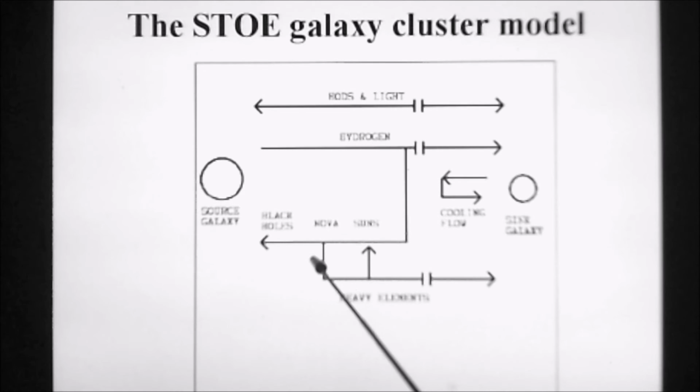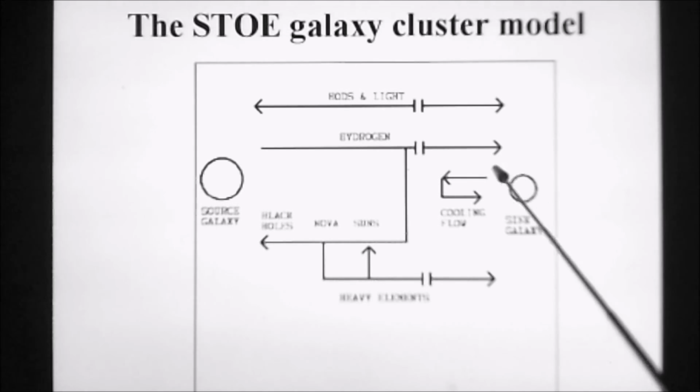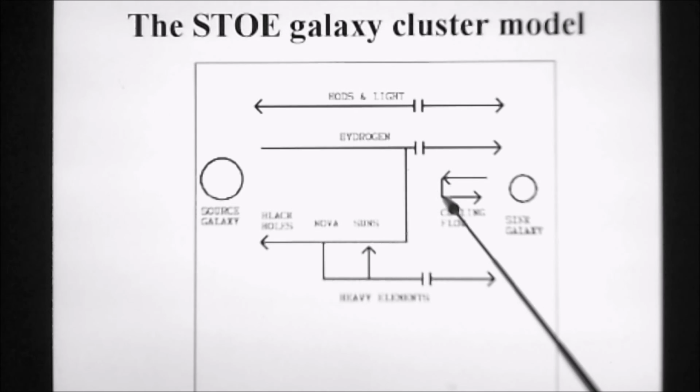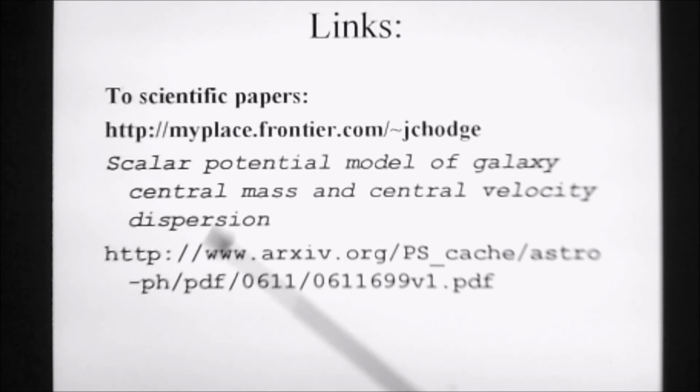Some of the output of the nova are heavier elements. Some go back into suns. Some of these elements end up going between galaxies and into a sink galaxy. Of course, they come in rather hot, and so they're ejected again, go out a little ways, and then come back in, in what's called a cooling flow. This paper lists all the references for the various observations we made.